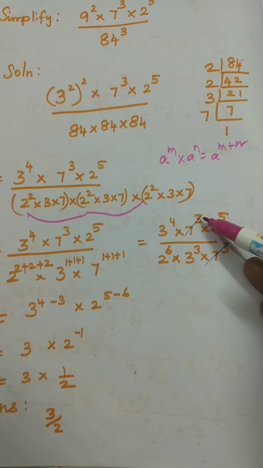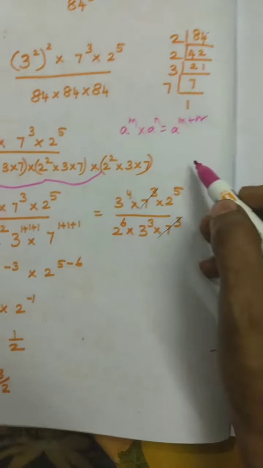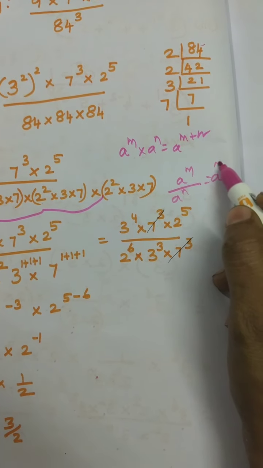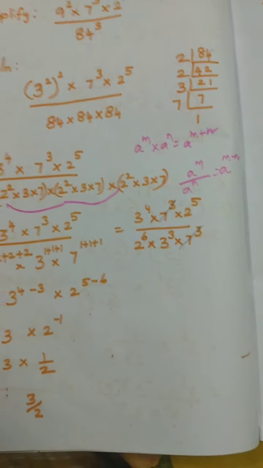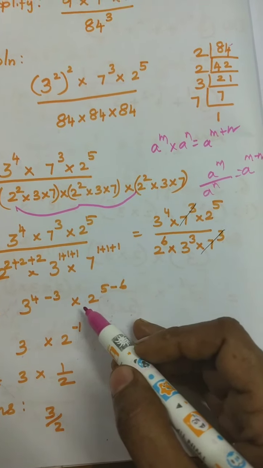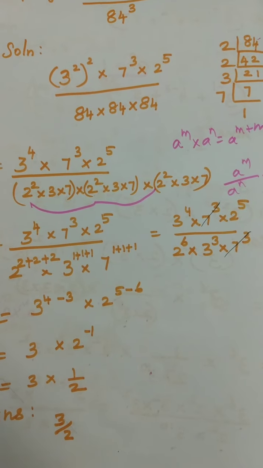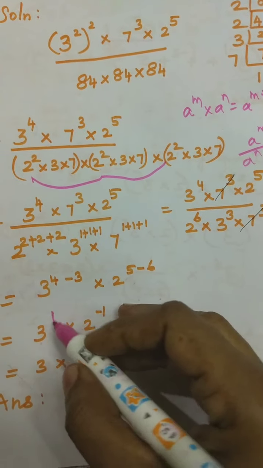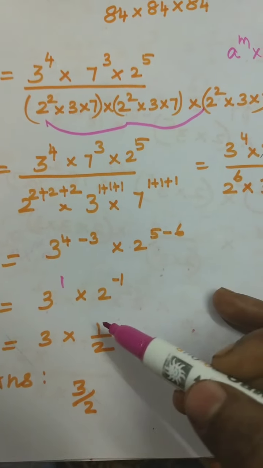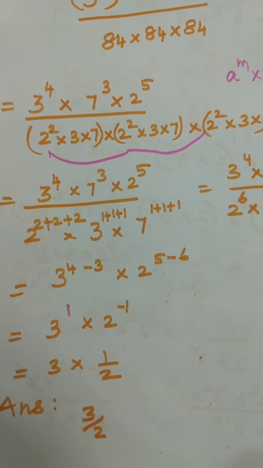Now already we have 7 power 3 in the numerator. You can cancel both. Okay. You have to bring the 6. Here you can use the formula a power m by a power n equals a power m minus n. Now 3 power 4 minus 3 into 2 power 5 minus 6, then 3 into 2 power minus 1. 4 minus 3 is 1, so 3 power 1 into 2 power minus 1. You have to make the exponent positive, that is 1 by 2. So 3 into 1 by 2. The answer is 3 by 2.